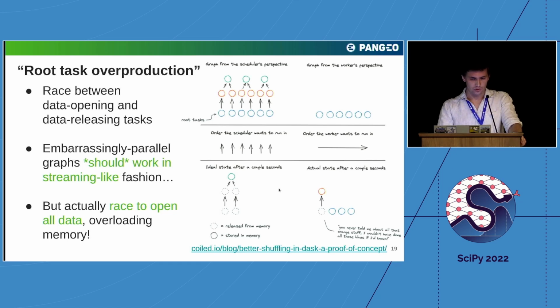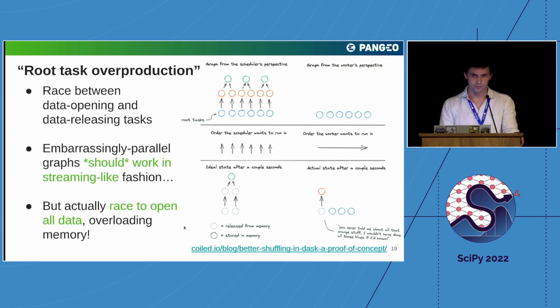Unfortunately, if your graph is complicated enough in a subtle way, while still being technically embarrassingly parallel, you can get to this situation where it actually tries to be helpful by running extra tasks, but all those extra tasks correspond to opening more data, and you end up with this race condition where it opens more and more and more data, eventually overloading your memory if the scale of your problem is bigger than the total amount of RAM that your cluster has. And this has been seen for quite a while.